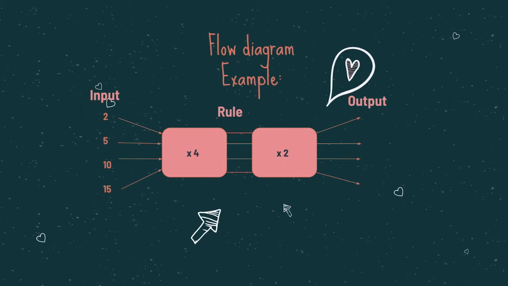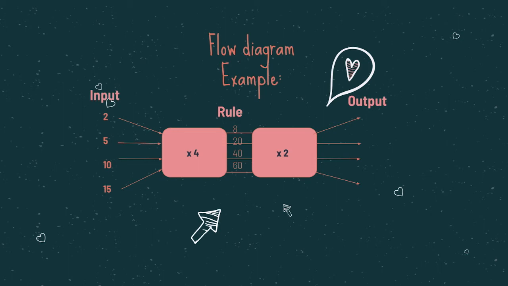The next example. The input is 2. Now we know that we need to times it by 4. So 2 times 4 gives you 8. What is 5 times 4? 20. 10 times 4? 40. 15 times 4 gives you 60. Okay, let's take our 8 and we're going to times it by 2 again to give our final output.